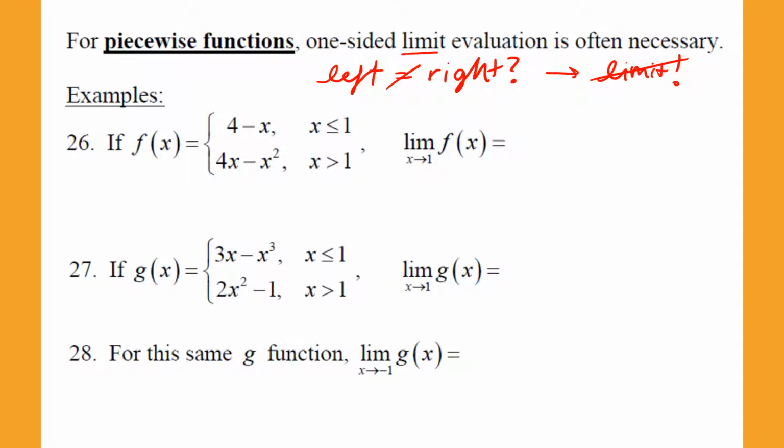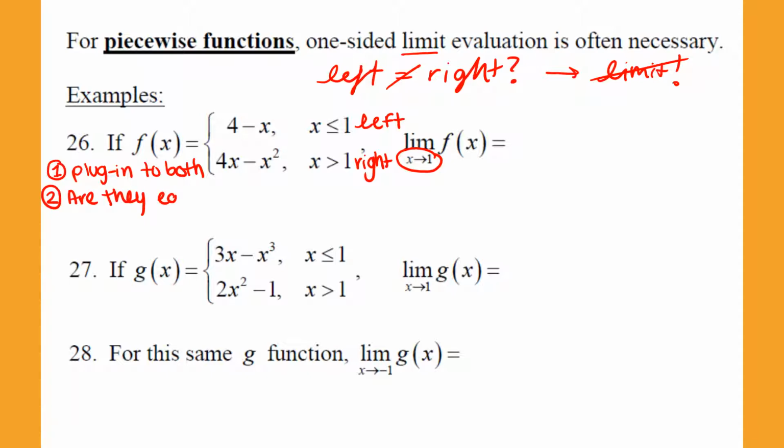Our first one here says, as x approaches 1. Notice that's our breaking point, right? This side is our left side, our less than side, and this side is our right side because it's our greater than side. So we're always going to have generally the same approach for these. First, we're going to plug into both sides of the break, the left-hand side and the right-hand side. And second, we're going to ask, are they equal? Those are really our two steps.